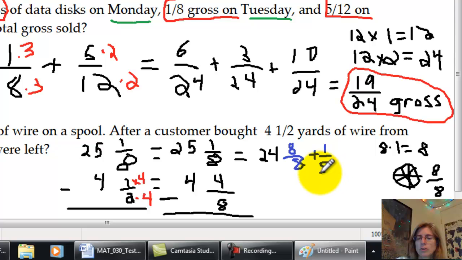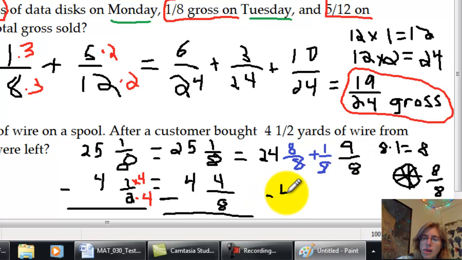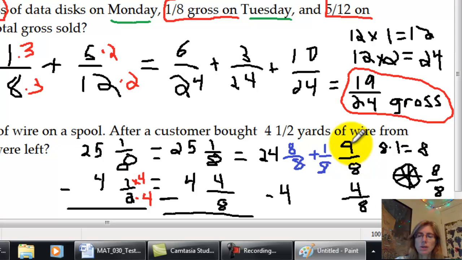I have a shortcut, and I will show you that too. That will equal 8 plus 1 is 9. We'll have 24 and 9/8 as a new fraction to subtract from 4 and 4/8. We didn't have to change 4 and 4/8. This is just a little bit of math that was in between how we got the 9/8. If you notice, 9/8 is an improper fraction, and it should be, because you should be able to pull one whole piece out of it.